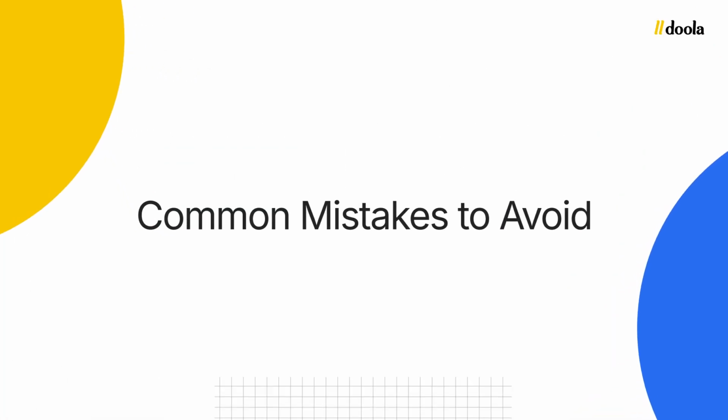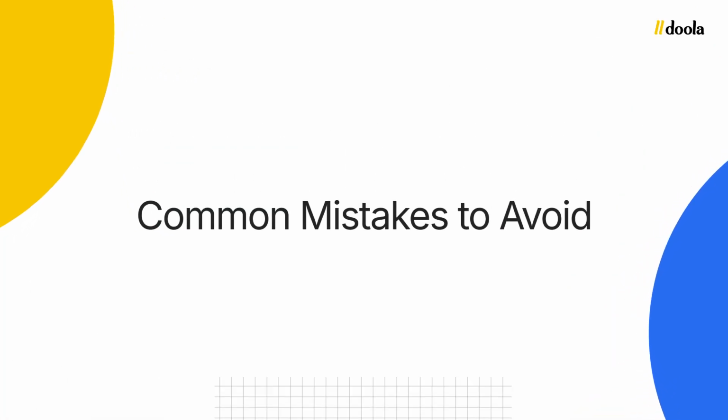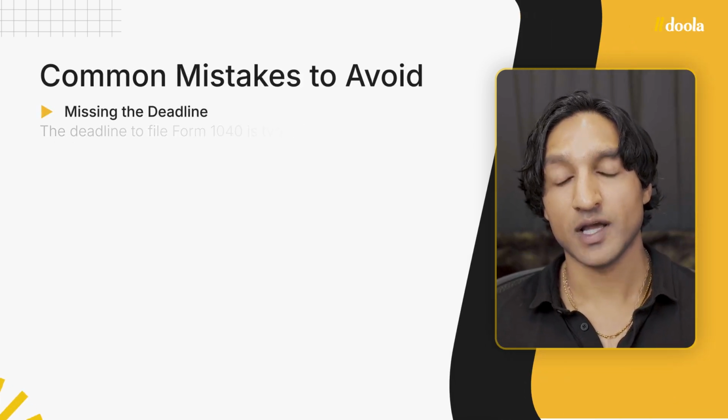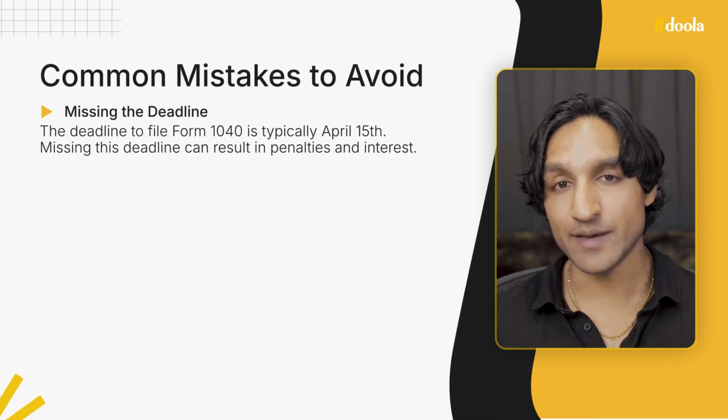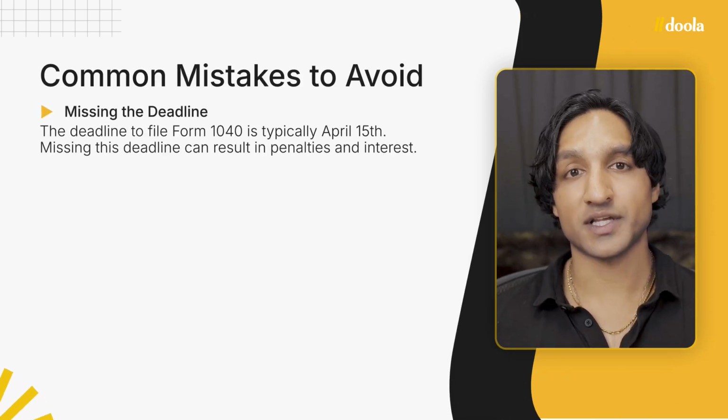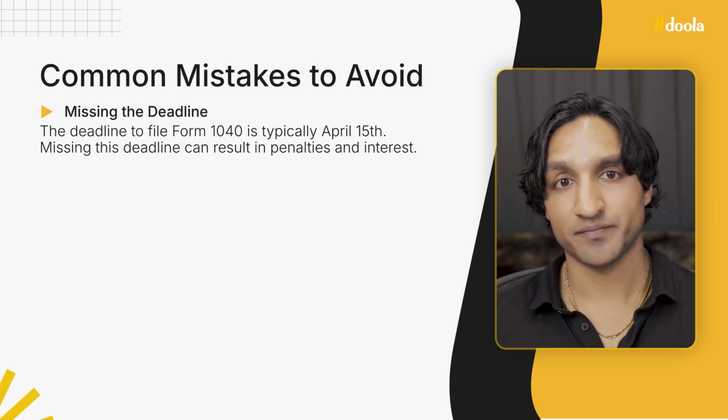Now I want to run through some of the most common mistakes we see, and I want to give you the most common mistakes to avoid. Number 1 is missing the deadline. The deadline to file Form 1040 is typically April 15th. Missing this deadline can result in penalties and interest. So add that to your calendar. Again, it's typically April 15th.